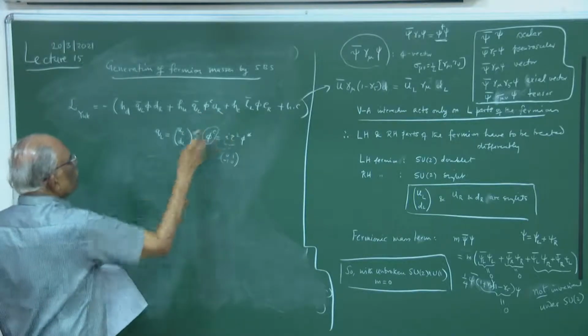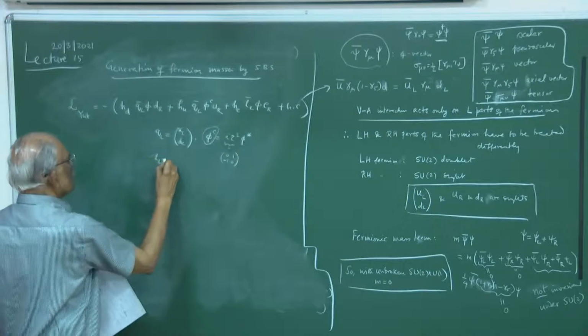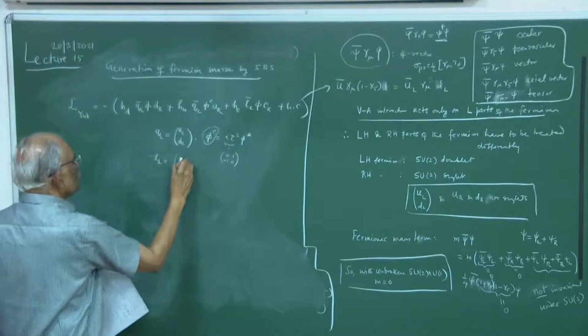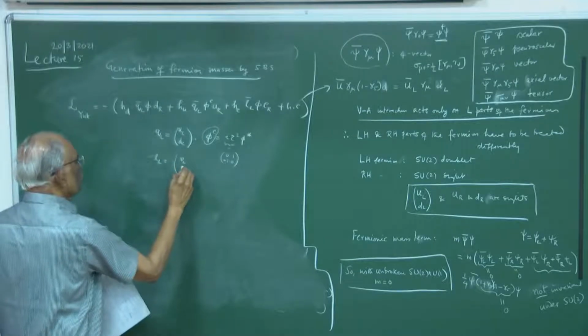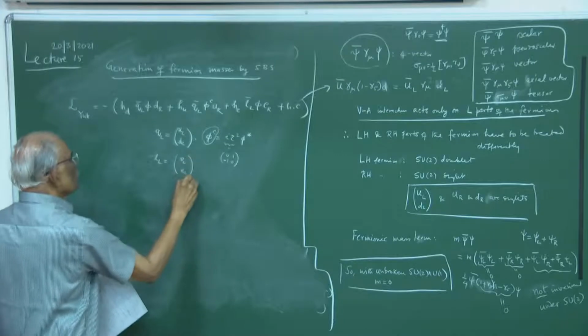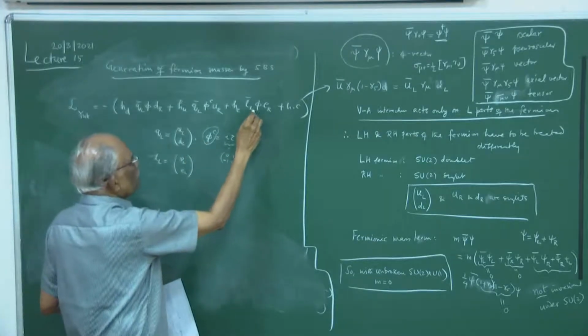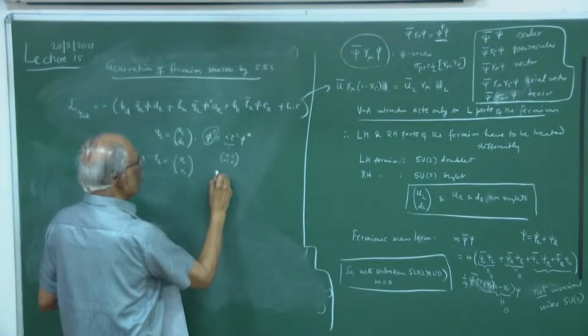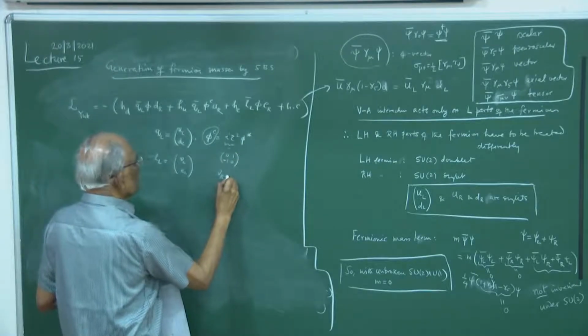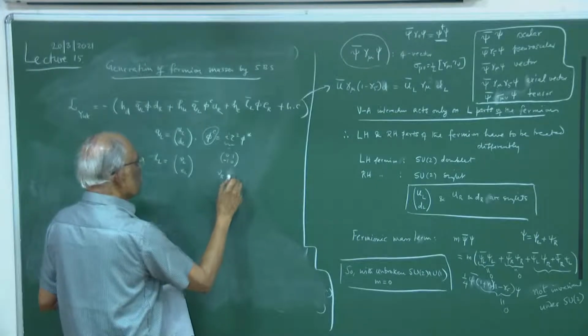And L, similar to the quark doublet, there is a leptonic doublet, which is the left-handed neutrino and the left-handed electron field. So these are the two doublets, and in the leptonic sector, ER is a singlet, and nu R is banished. Nu R is not present in the standard model. Let me simply say banished.